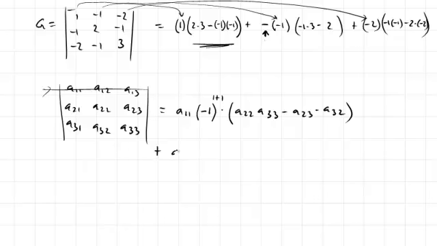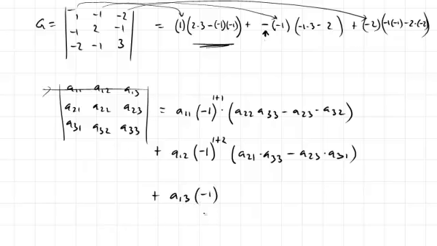The second term is A12 times minus 1 to the 1 plus 2, and then it's going to be A21 times A33 minus A23 times A31. And our last term is going to be A13 times minus 1 to the 1 plus 3. And here we have A21 times A32 minus A22 times A31. Looks nasty, all right, but it is what we actually did above.